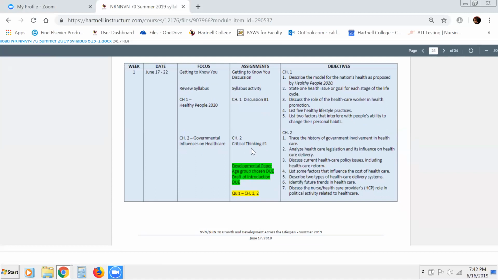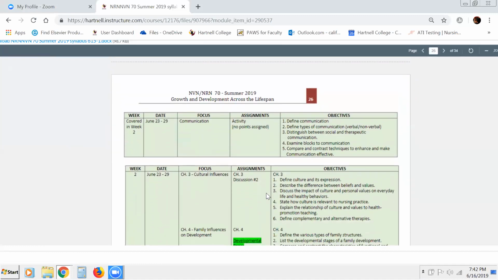But in general, you need to start thinking about that developmental paper. It's going to be due at the end of week 4. So by the end of week 1, hopefully you'll have chosen what age group, what developmental stage, you would like to write your paper about. And there needs to be a draft of the introduction as well. I will go over that in a separate video. And then you would also have your quiz on chapters 1 and 2.